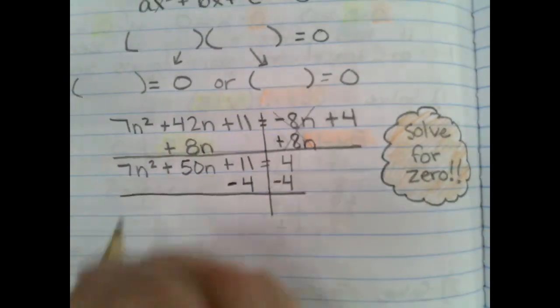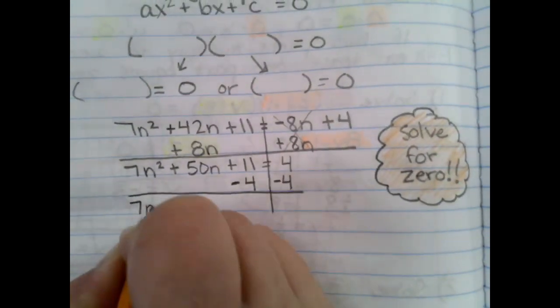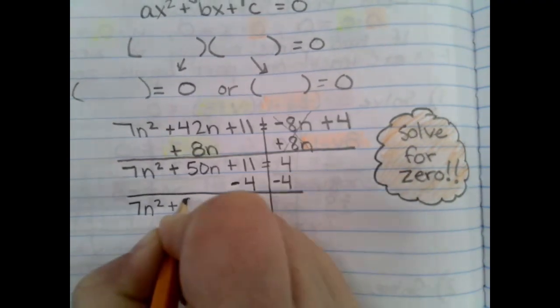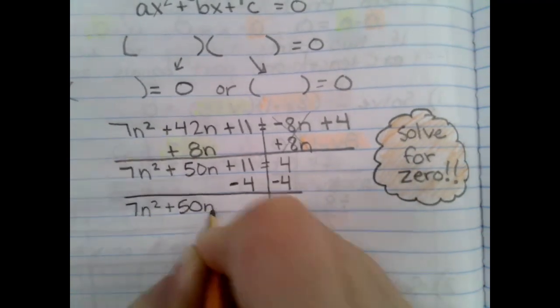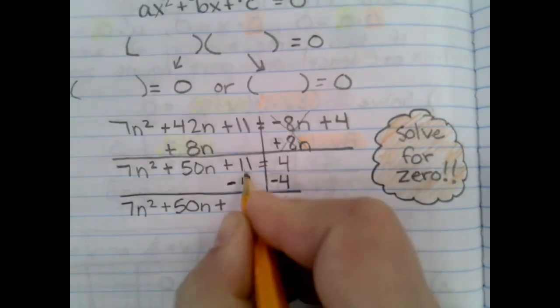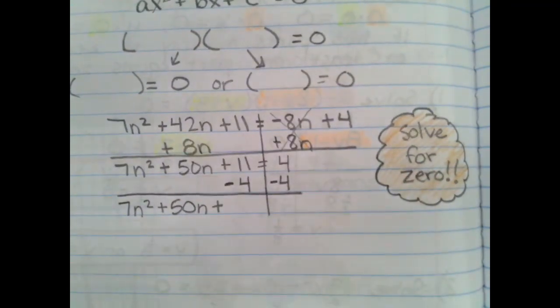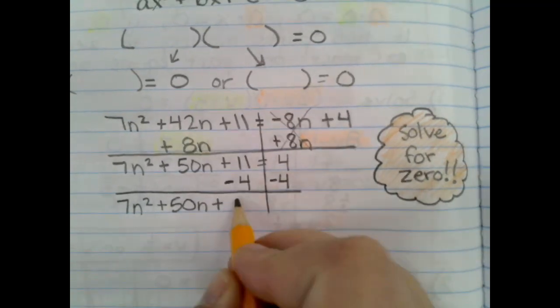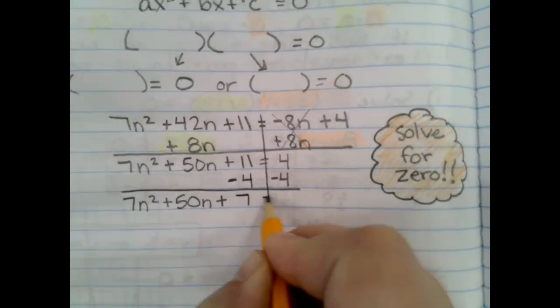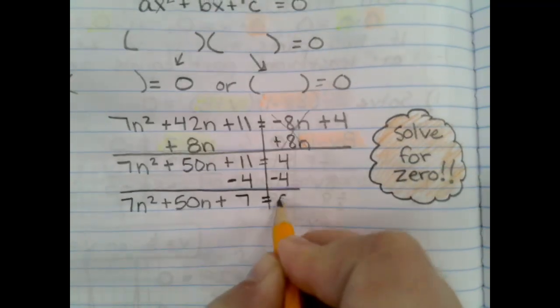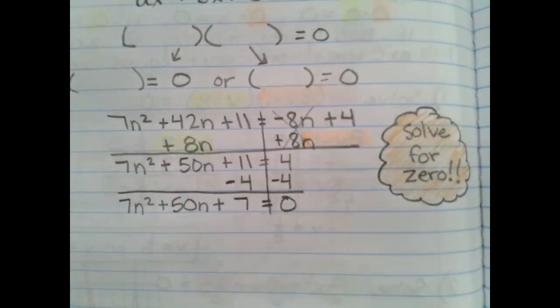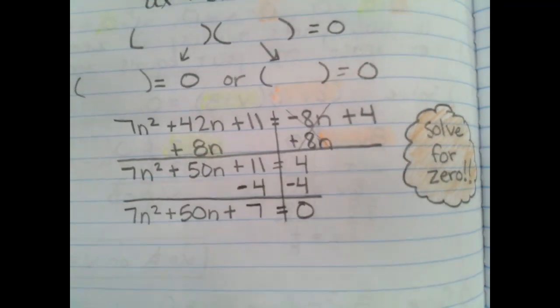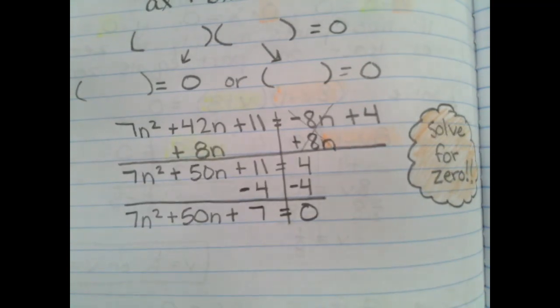All right, so pull the 7n squared down, plus 50n. We didn't do anything with those. Plus, what's 11 minus 4? Yep, 7. And 4 minus 4? 0. Hey, we solved for 0! Woohoo! Are we done? No.